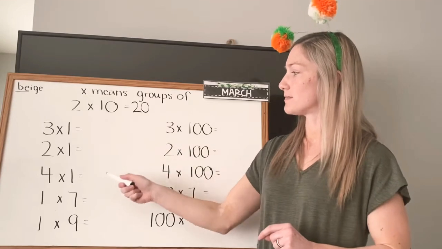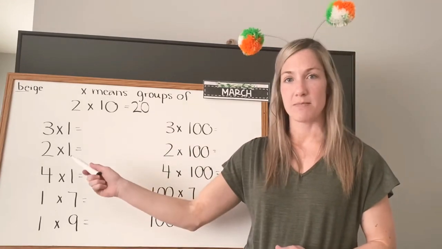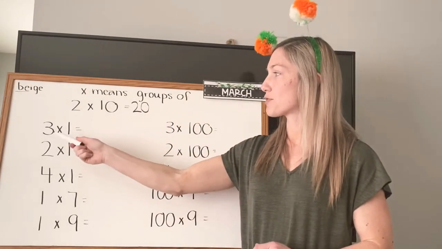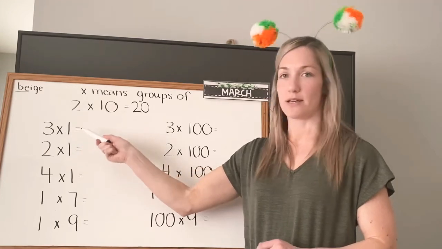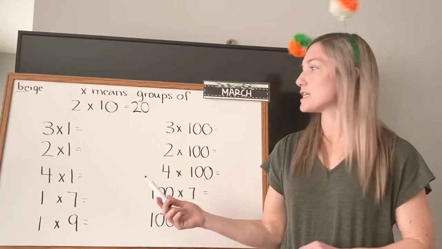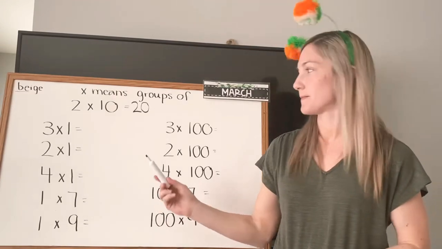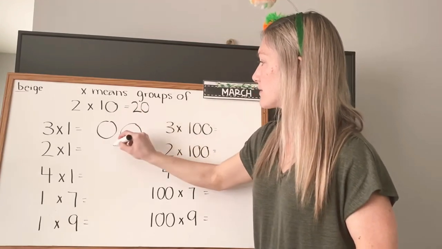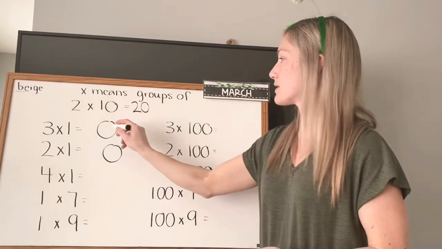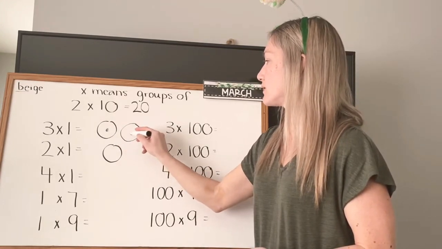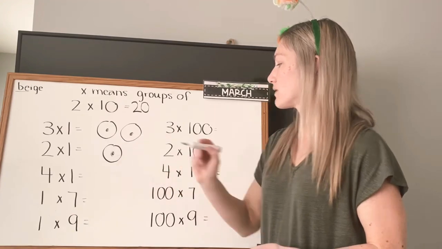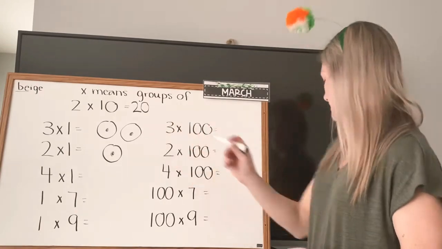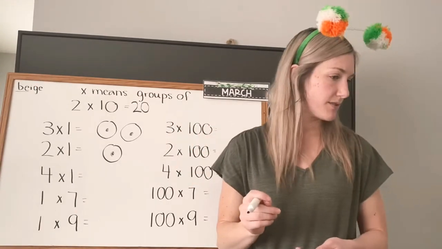Let's look at the ones. So we know that X sign in math means groups of. So in the first problem, I have 3 groups of 1. I have 3 groups, and in each one of my groups, there's only 1 in it. So I have 3 groups. And in each one of my groups, I only have 1 piece of candy, 1 lonely piece of candy. How many pieces of candy do I have? That's right. If I count my pieces of candy, I have 3 pieces of candy.